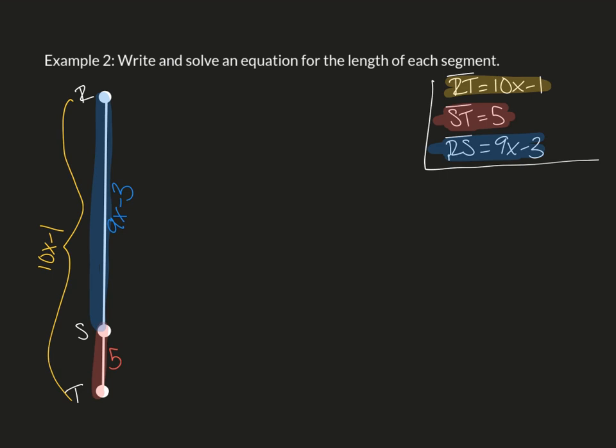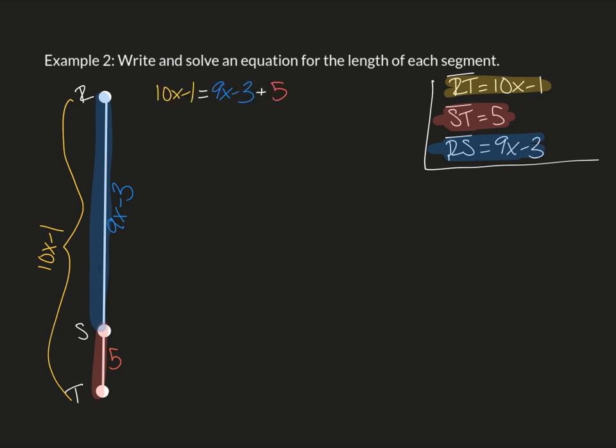Okay, if you have labeled it out, it should look like this. RT is the whole segment, so I used my little squiggle bracket in yellow for 10x minus 1. ST is the small part, and that is just 5. And then RS is the other portion of the segment, the top part, and that is 9x minus 3. I'd like you guys to try to set up your equation now, and then we're going to get into solving it. So go ahead and try to write out what the equation would be.